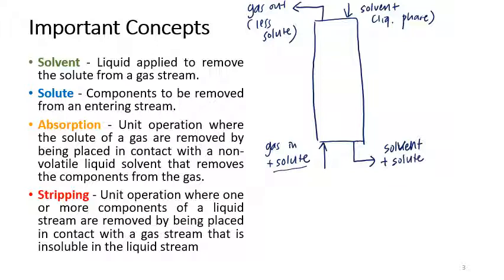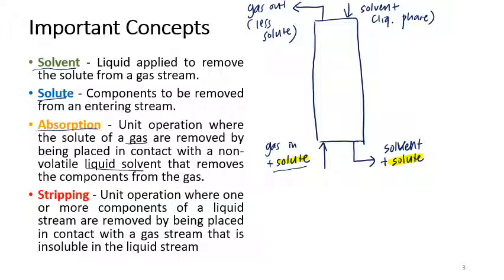So these are the terms here: solvent, solute, absorption. So absorption is a unit operation where the solute transfers from a gas phase to the liquid phase. So in absorption, the solute moves from the gas phase into the liquid phase. So then stripping is just the opposite.